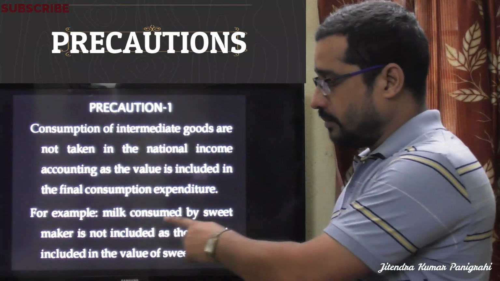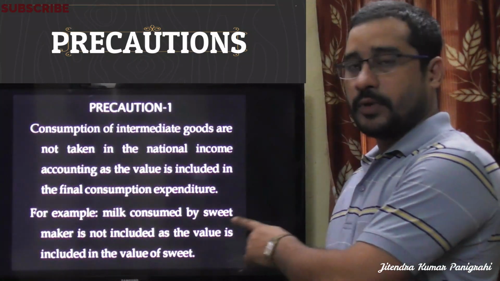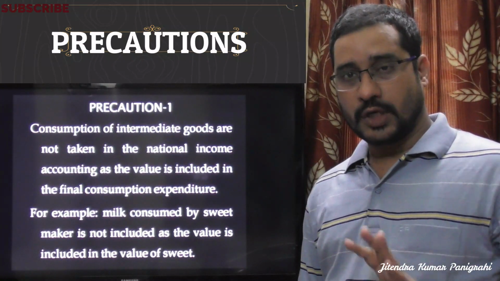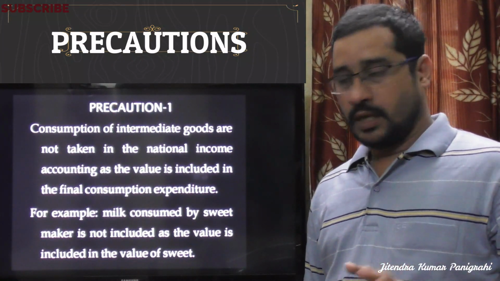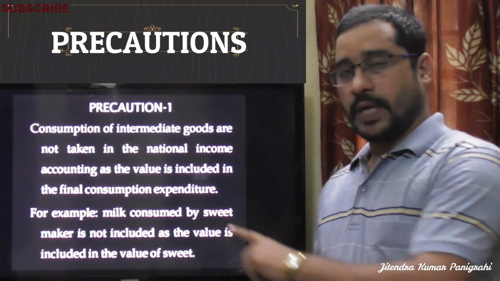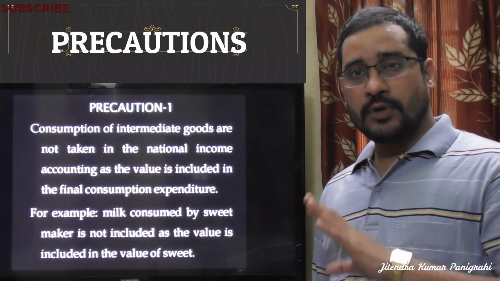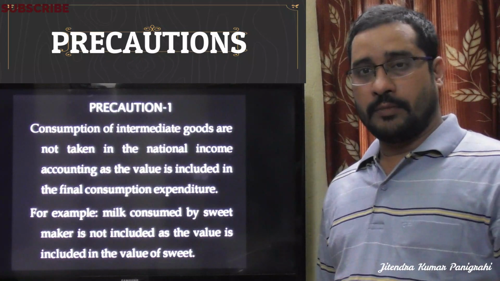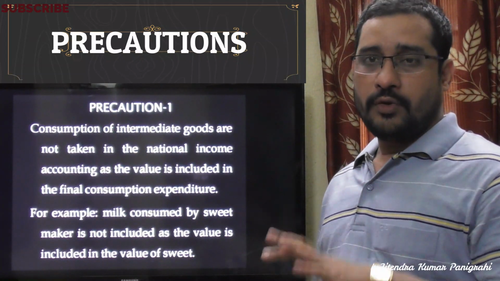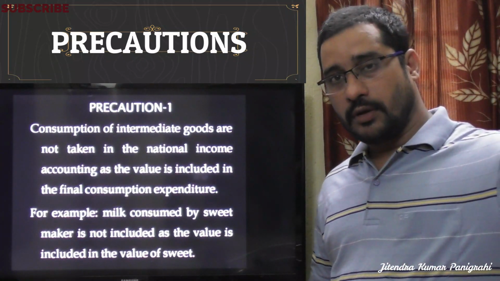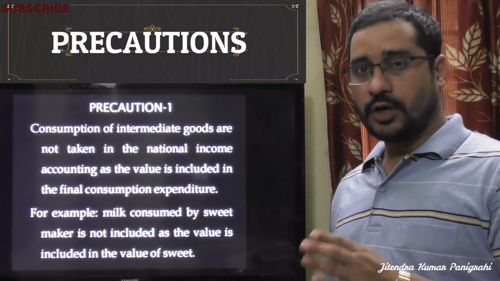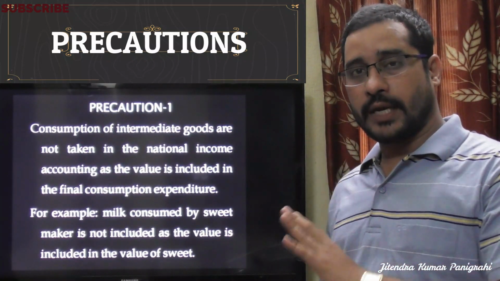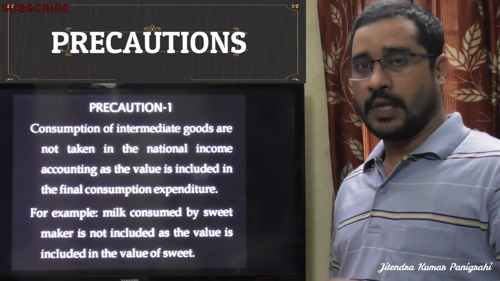For example, milk purchased by the sweet maker. Consumption here means purchase. The milk consumed by the sweet maker is an intermediate good. It will not be taken in the national income accounting, because the value of the milk is already included in the value of the sweet. So in order to avoid double counting, it should not be taken in the national income accounting.